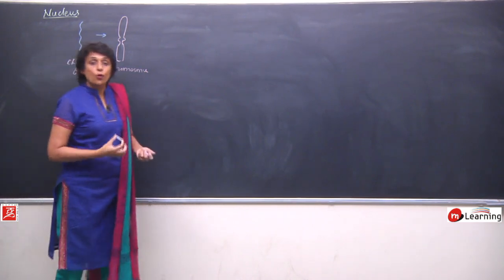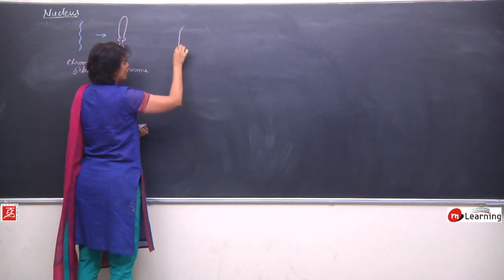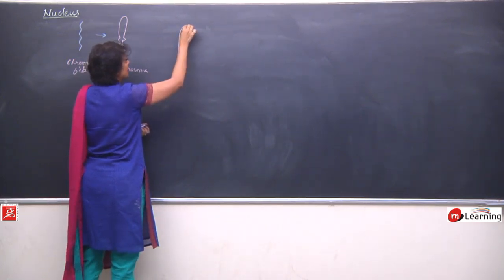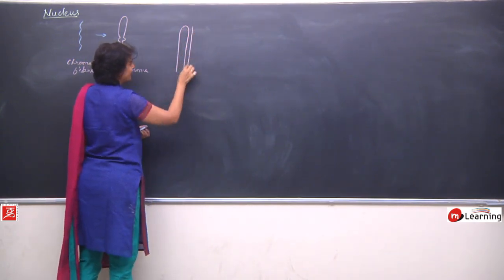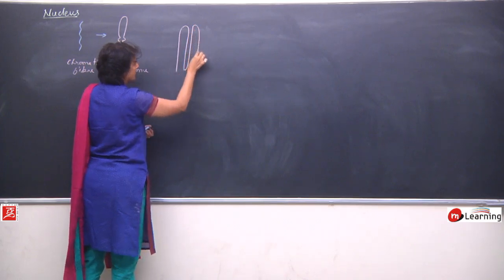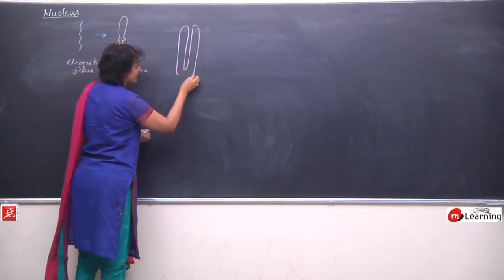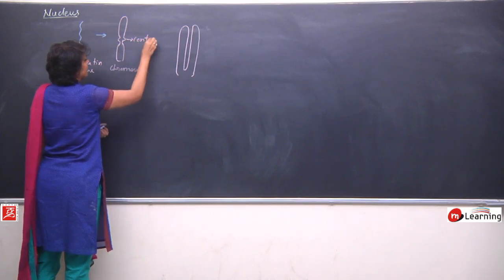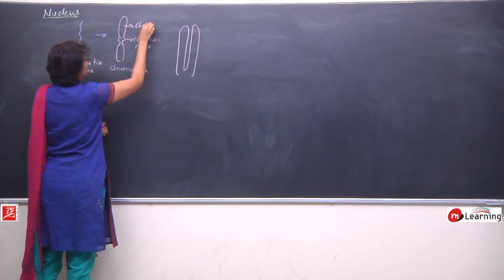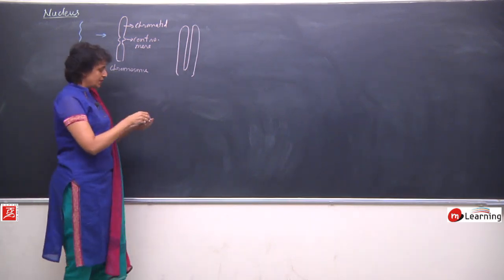What is in the chromosome? Each chromosome, if we enlarge this, each chromosome actually has two branches which are called chromatids. So these are the two chromatids. In the center there is a narrow constricted area, this is known as centromere, and this is a chromatid. Here we are talking about the two branches.